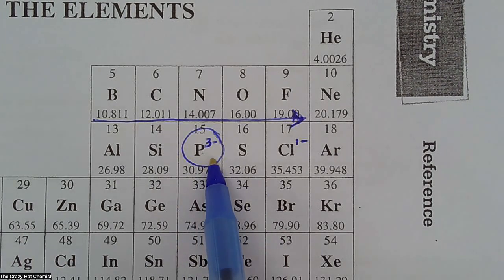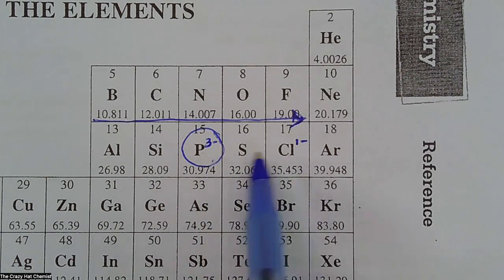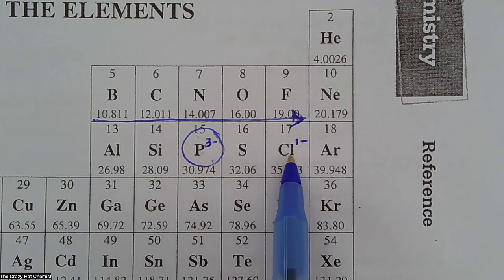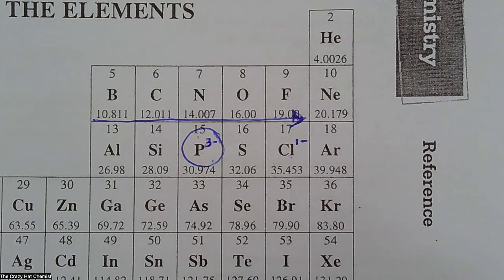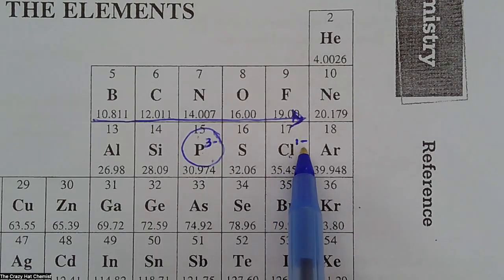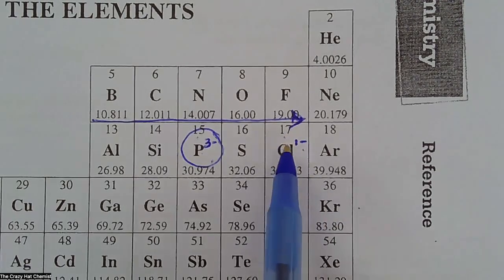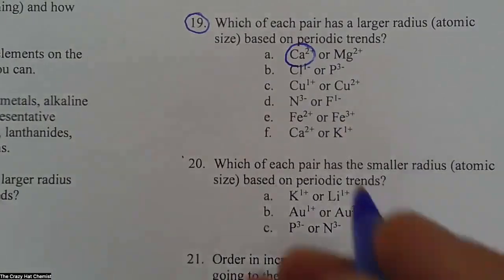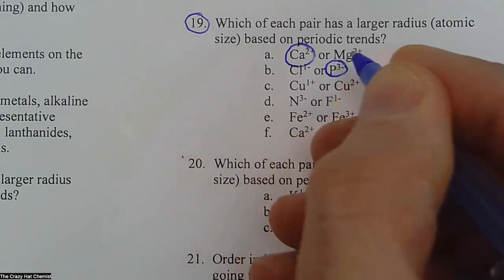Another way to look at this is that phosphide has gained 3 electrons, and it has a decreased effective nuclear charge in comparison to the chloride ion, which has only gained 1 electron, and it has more protons. So it's able to pull in those electrons even closer. So the phosphide ion is the larger of the 2.